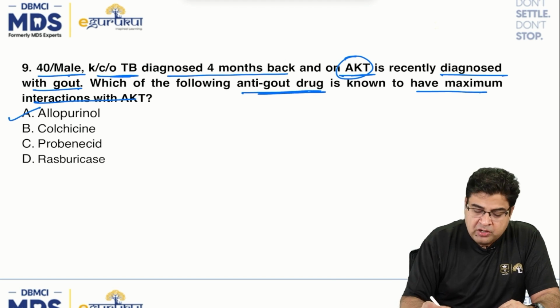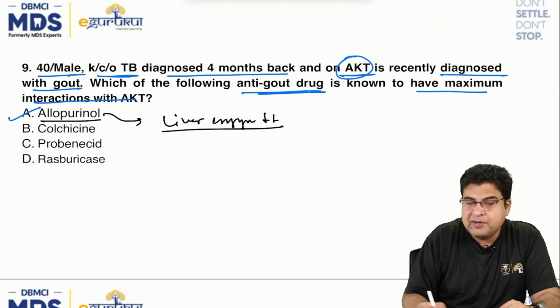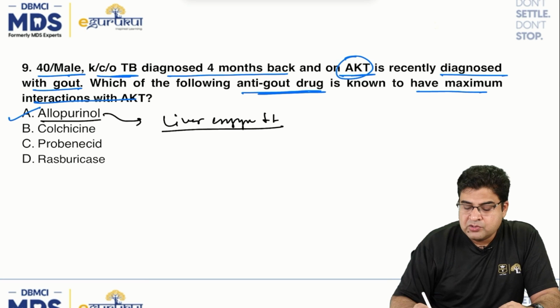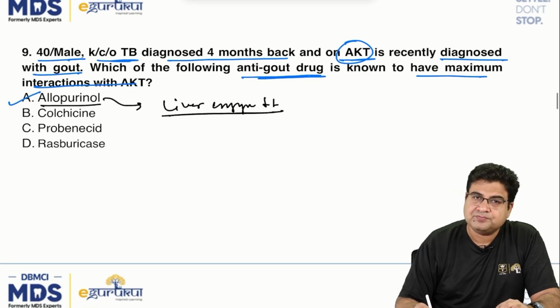Now allopurinol is a liver enzyme inhibitor, and this medicine can inhibit the metabolism of TB drugs. So allopurinol is a medicine which has the maximum drug interaction among TB drugs.